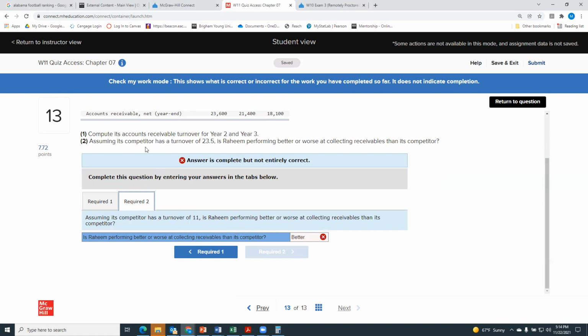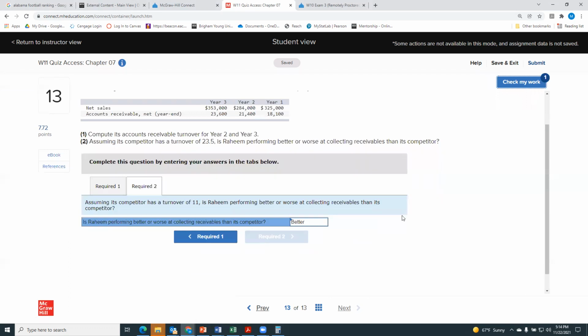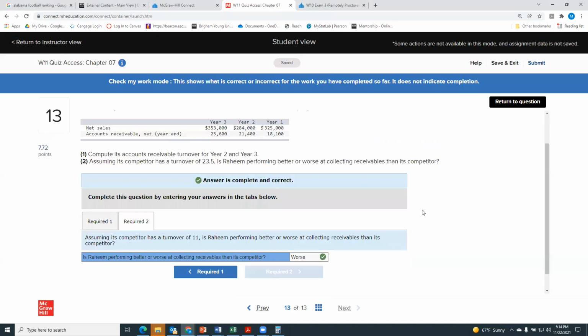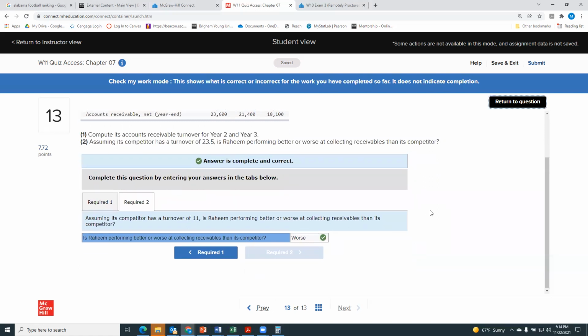So up here it says, assuming our competitor has a turnover of 23.5, but here it says 11. So I think there's an error in this question. So if I use 23.5, I'll say that they're doing worse. That's pretty weird. And there's our correct answer. It's gonna like that one, I can tell. There we go. All right, so you may want to check that out when you're doing the problem.